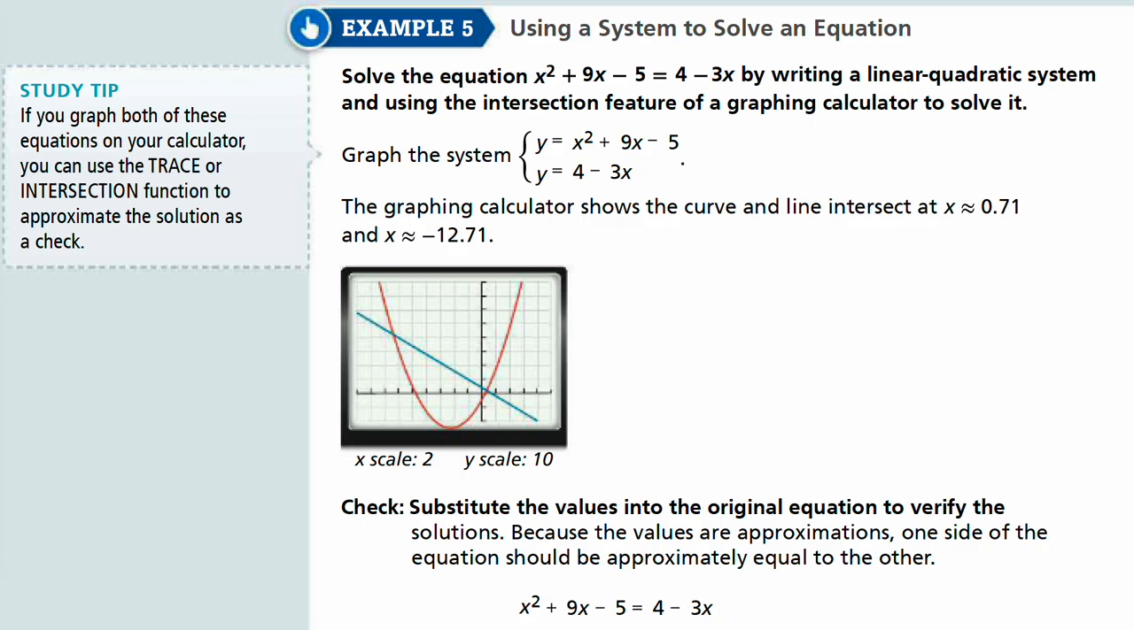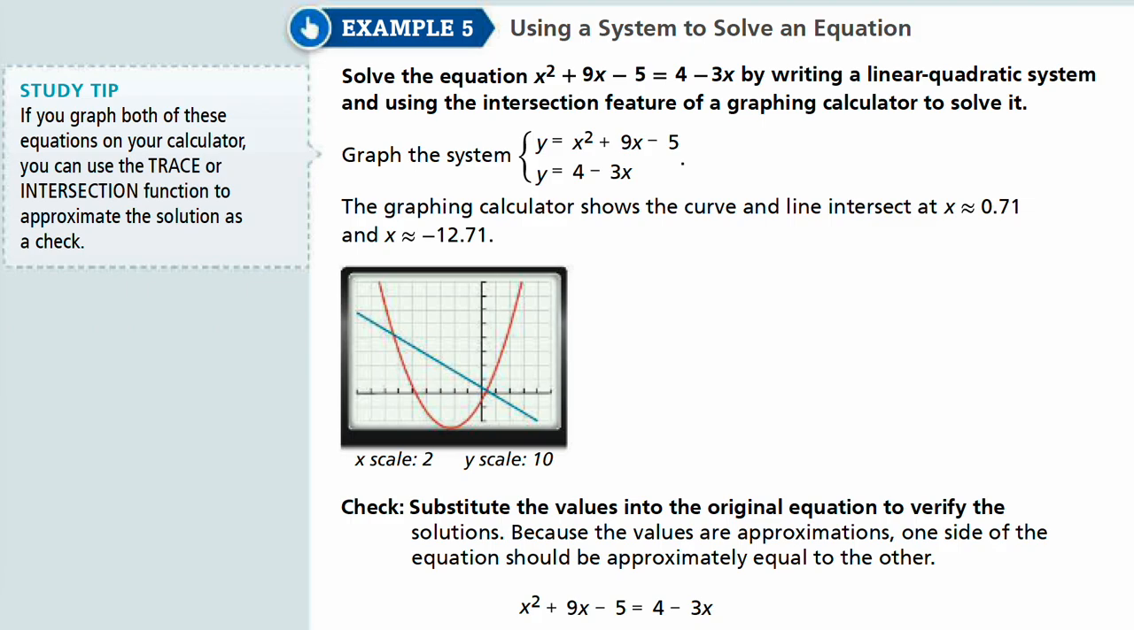To Algebra 2, Lesson 2-7, Example 5, using a system to solve an equation. Solve the equation x squared plus 9x minus 5 is equal to 4 minus 3x by writing a linear quadratic system and using the intersection feature of a graphing calculator to solve it.